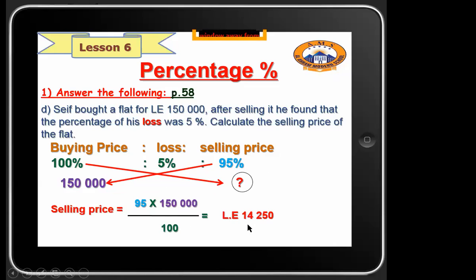So the selling price is going to be 95 multiplied by 150 over 100. That will give you 14,250. What do you notice about this number? Which is smaller?